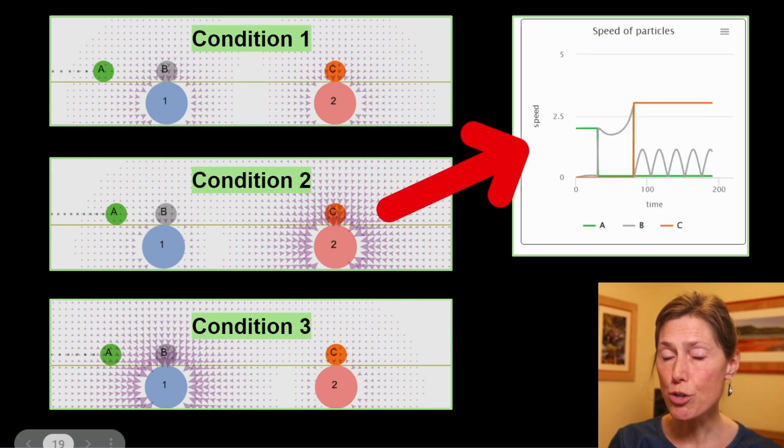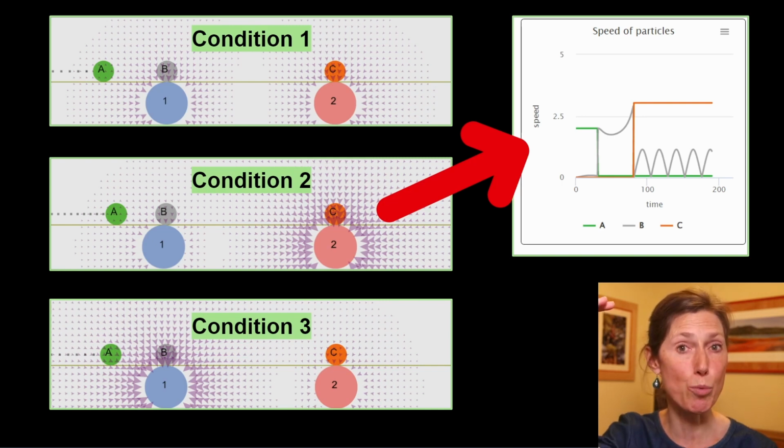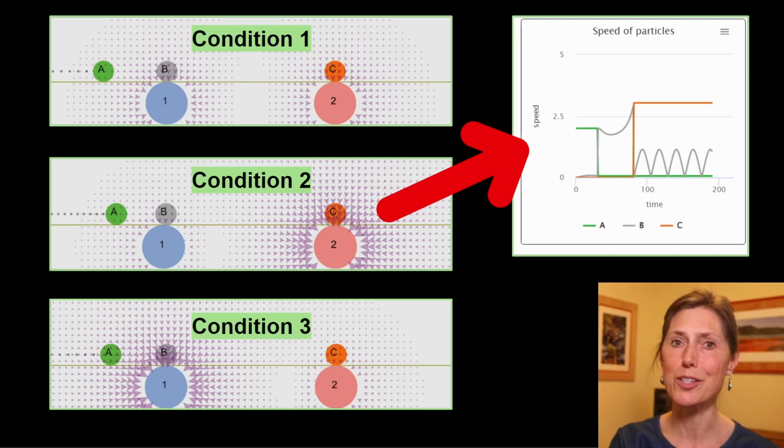For condition 2, the second magnet had a greater magnetic force than the first one, and therefore you can see that particle C left the system at a greater speed than the incoming speed of particle A. Stronger bonds were formed, weaker bonds were broken.